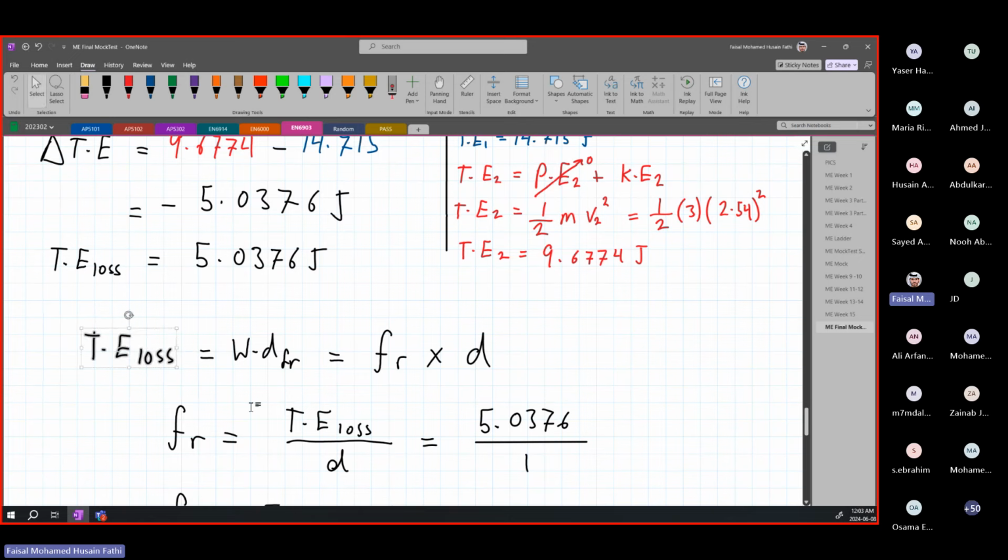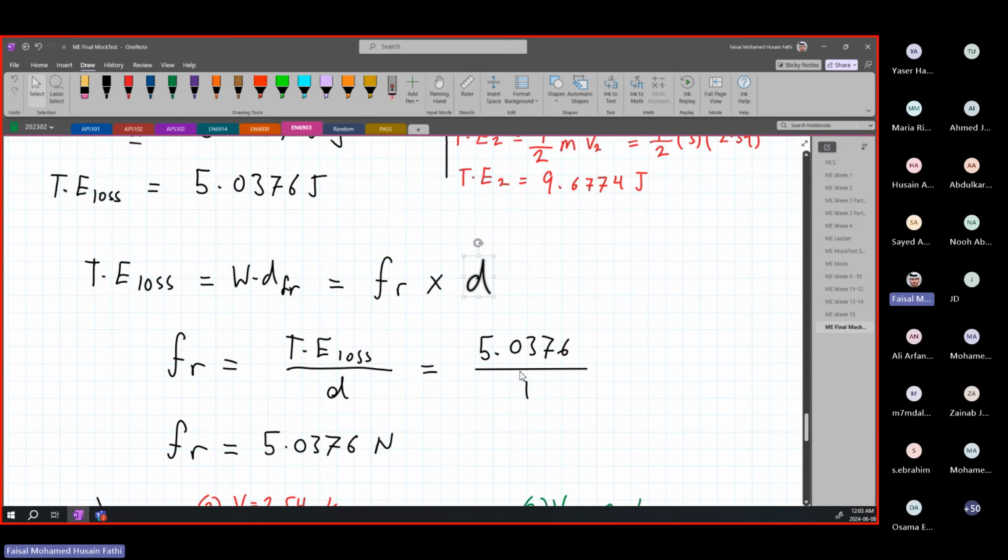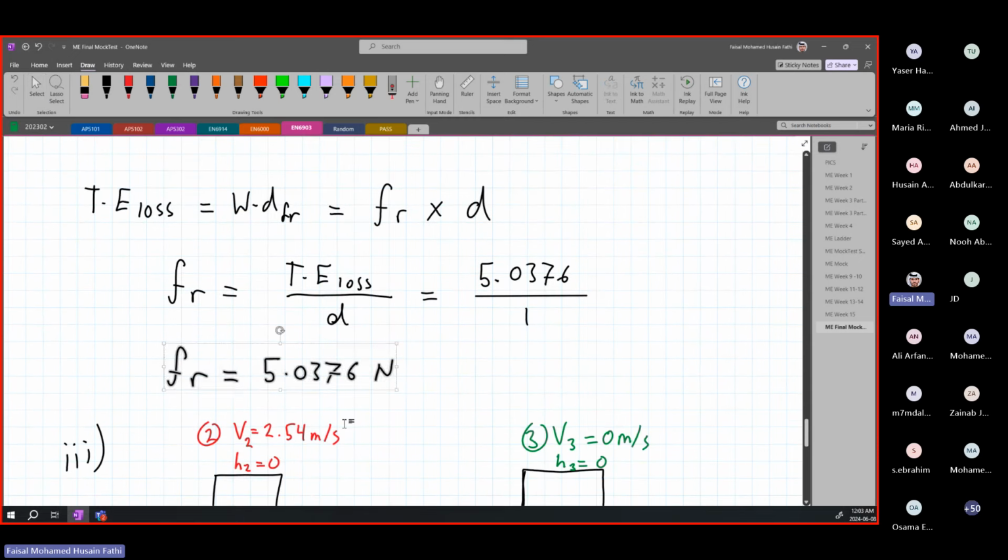So because TE loss, since energy is simply just the work done, we also know that work done, the rule of it is the force times the distance it is moving, or the distance it is being applied for. So in the first case, our distance was given as 1 meter. We can simply find our friction force directly.